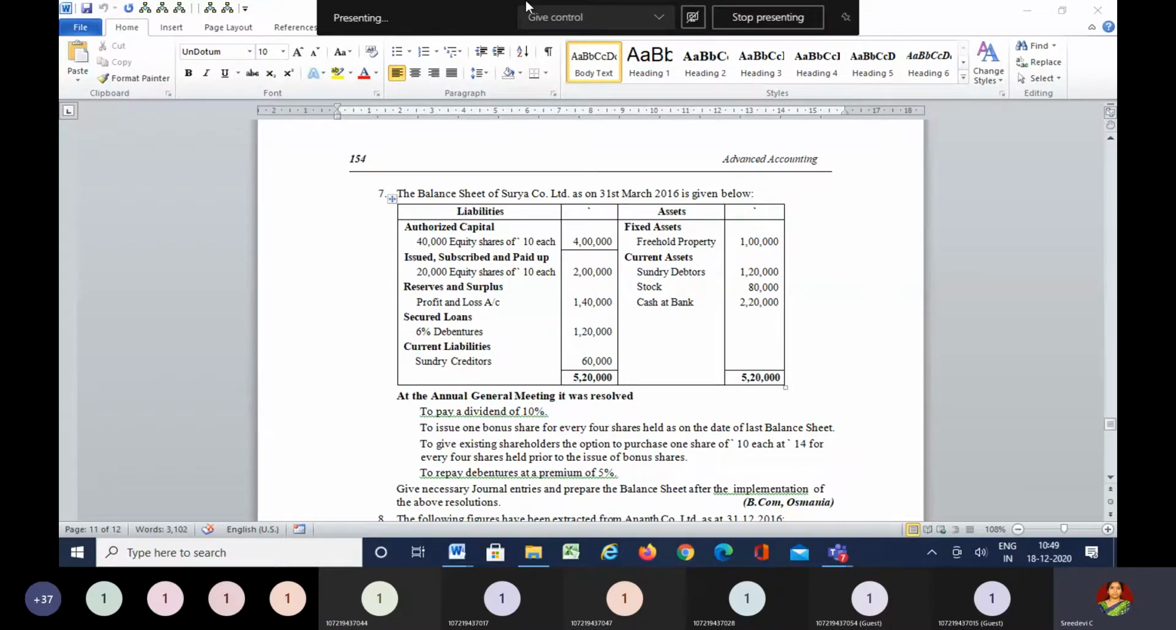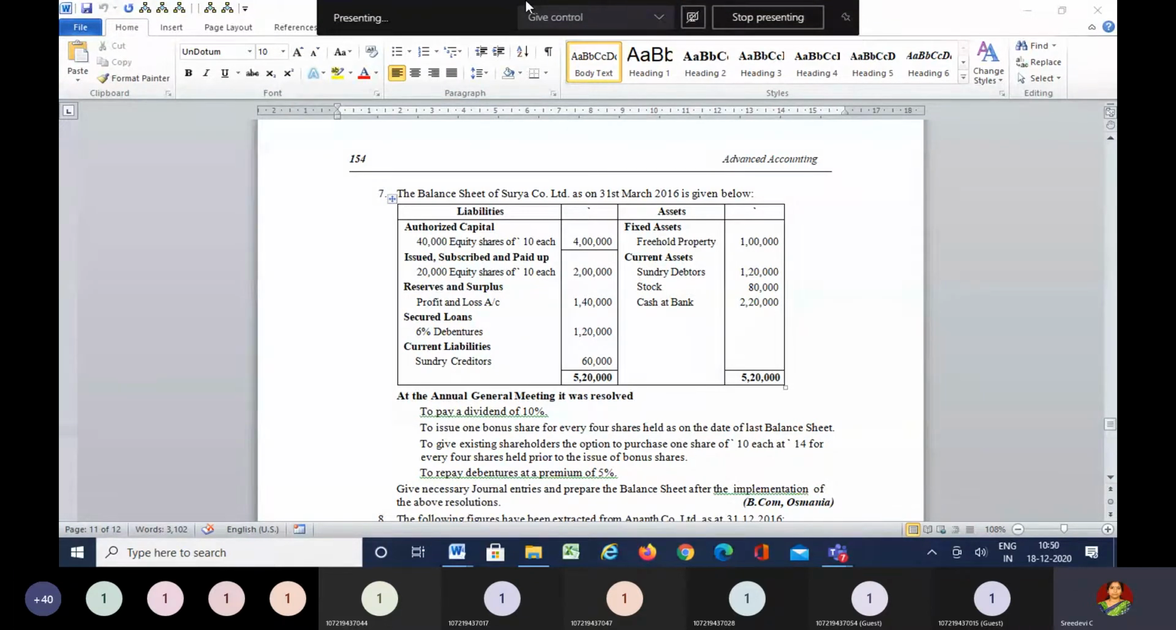Okay, so what are the resolutions here? At the annual general meeting it was resolved to pay a dividend of 10%. So far you have seen that whenever you come across any question here, they have directly given you information relating to converting partly paid shares into fully paid shares, or issuing completely new bonus shares. But here, apart from those two, we also have some other information which needs to be considered. For the same, you are again going to make the journal entries and also show the effect in the balance sheet, right?